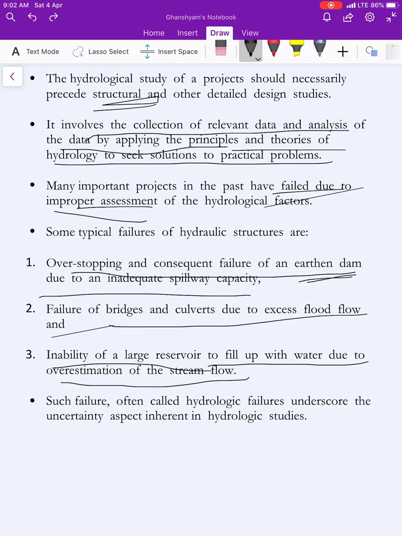So if a dam is going to fail, it will affect human life very badly. So it is again homework for you to search for five major failures of the world as well as India, which you can categorize as hydrologic failures.